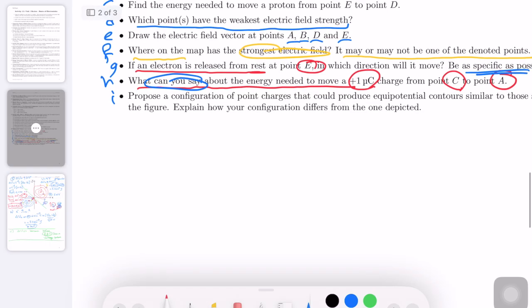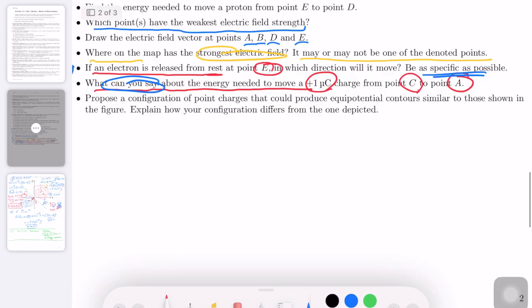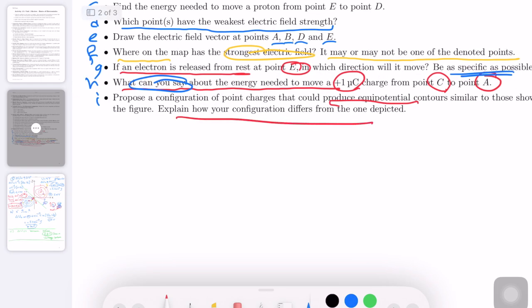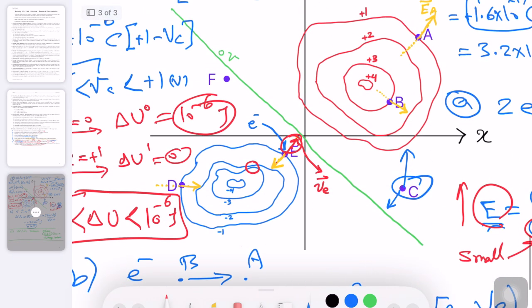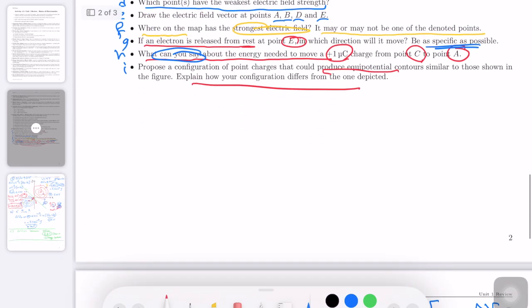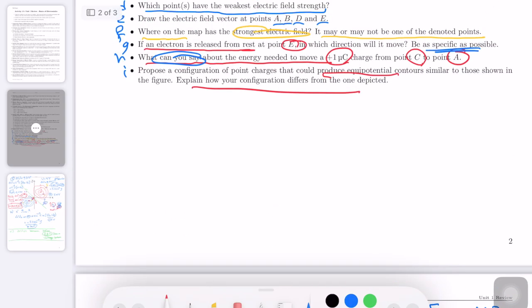Okay, and part I says propose a configuration of point charges that could produce equipotential contours similar to what you see, and also explain how it's different. I already gave you some hints when we were talking about this: it looks very similar to 2 point charges, where the red contours are similar to what you would see around the positive charge, and the blue contours are what you would see around the negative charge. So this is very similar to having this situation. Let me draw it real quick.